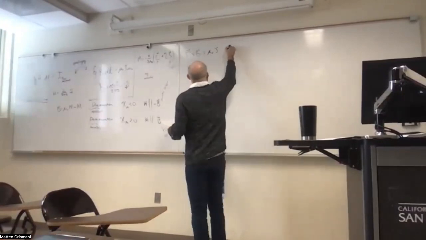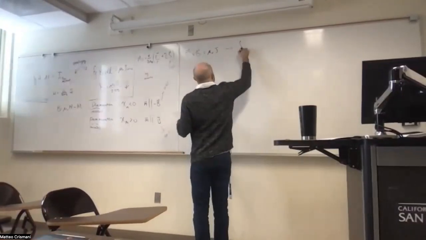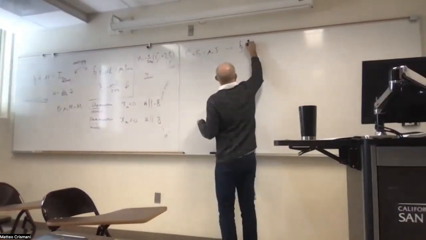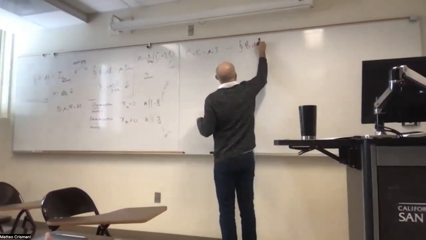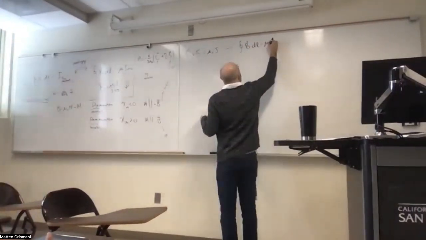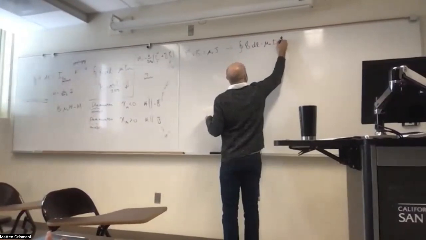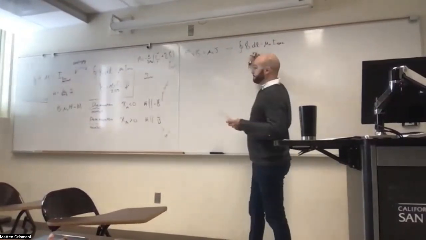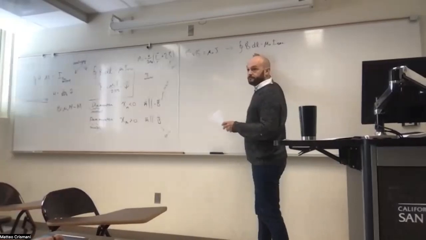This leads to Ampere's law. We use Stokes' theorem to rewrite this. We say something along the lines of B dot dL is equal to mu naught I enclosed. That's Ampere's law.